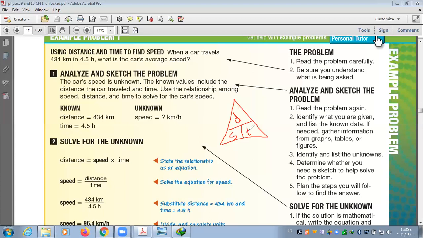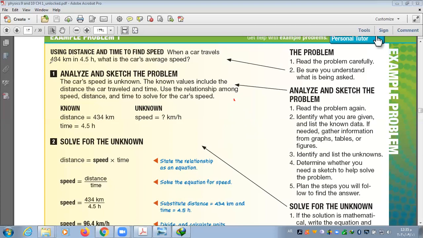Here we come to read the problem. I want someone to read. Raise your hands if you want to read. Who wants to read? Okay, Sumbul. Using distance and time to find speed. When a car travels 434 kilometers in 4.5 hours. Please stop here. When you see a number, stop.